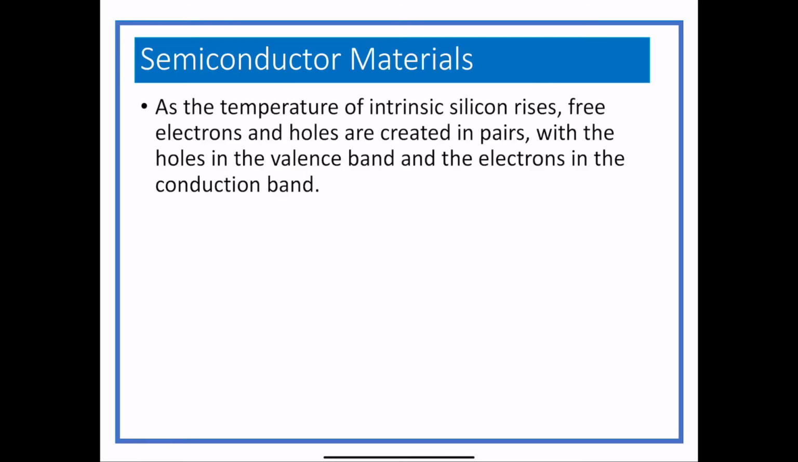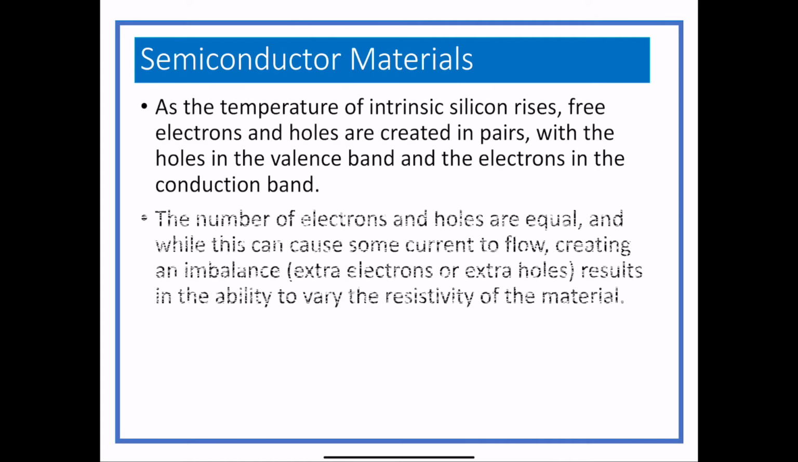So as the temperature of intrinsic silicon goes up, electrons and holes are created in pairs, because anytime an electron leaves the bond, it produces a hole. So you have the same number of electrons as holes. And since the numbers are equal, you can get some current to flow, but making an imbalance makes it work better. Creating a situation in which there are more electrons than holes, or more holes than electrons, gives the material variable resistivity and the ability to do more than it would intrinsically.